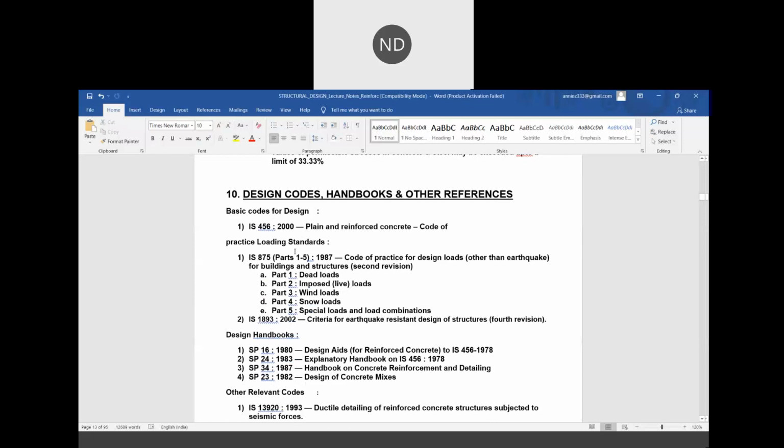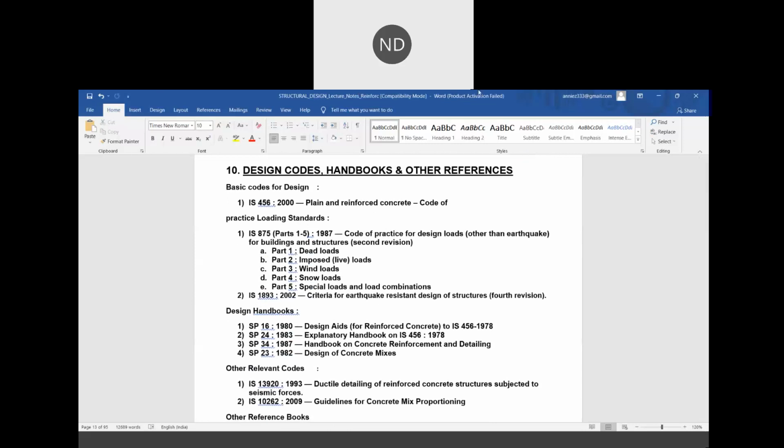Design codes, handbooks, and other references. These are your design codes, handbooks, and other references which you will require in your structural engineering designs. So, IS 456 2000 is for what? These are important things, you should know which IS code is for what.